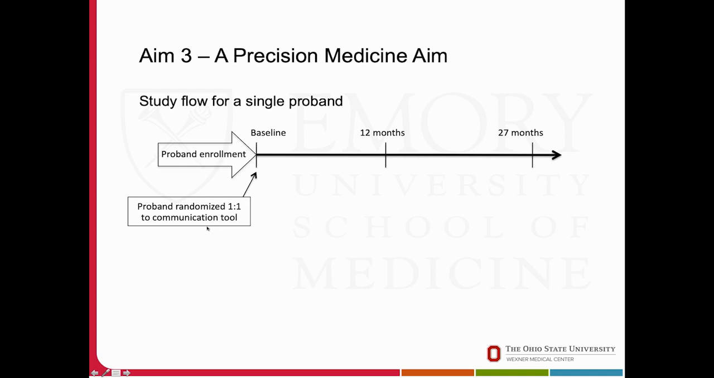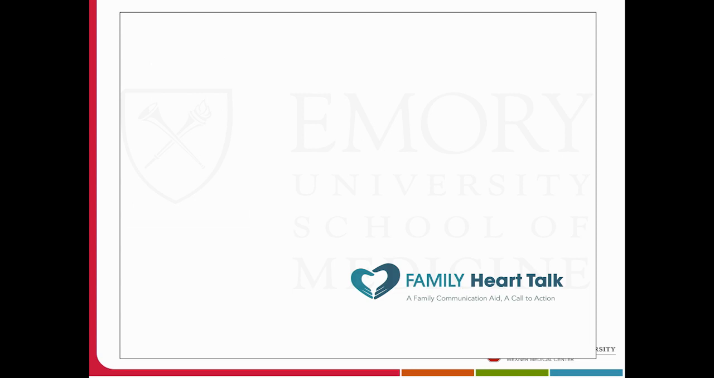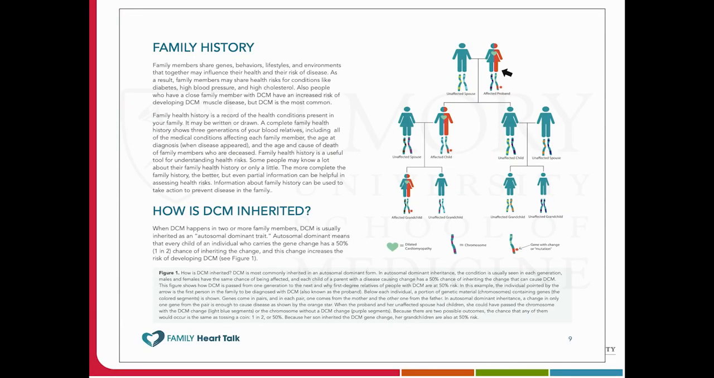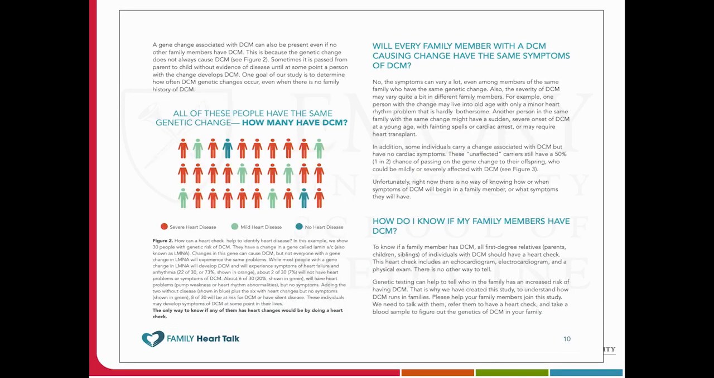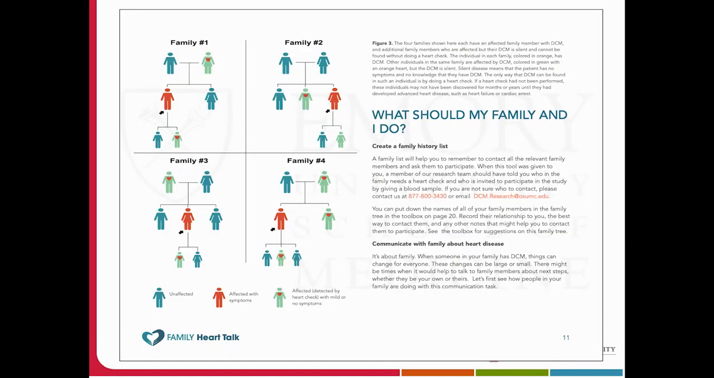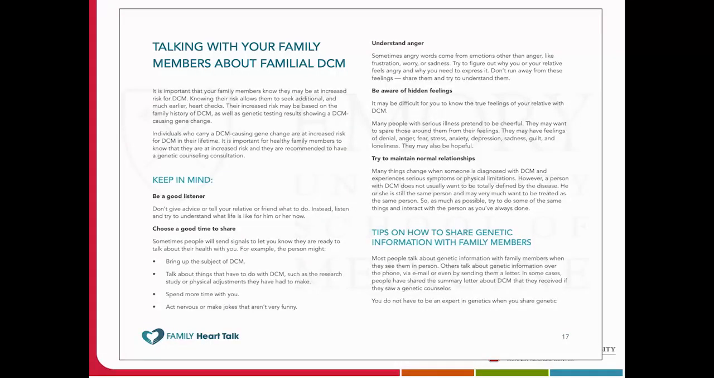At proband enrollment, we randomize 1-to-1 to a communication tool. I will show you that in the next slide. And this is what we call Family Heart Talk. It's a booklet that was devised to explain how DCM is inherited, what family history is, a bit about genetics and how it plays out in the population, and some family pedigrees, and what the family should do and how to talk with your family and all of that.